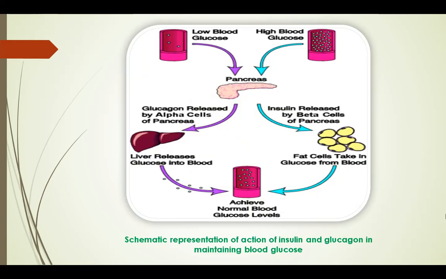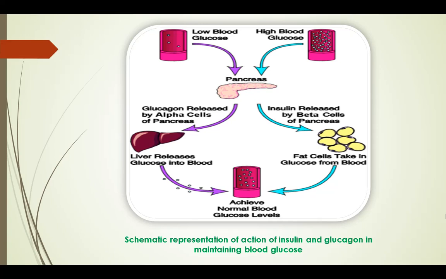This is the schematic representation of the action of insulin and glucagon in maintaining blood glucose. Case 1. When blood glucose level falls, glucagon is secreted by the alpha cells of the pancreas, which increases blood glucose level by stimulating the breakdown of glycogen into glucose and the synthesis of glucose from amino acids. The effect of glucagon is to make the liver release the glucose it has stored in its cells into the bloodstream, with the net effect of increasing blood glucose. Deficiency of glucagon causes hypoglycemia.